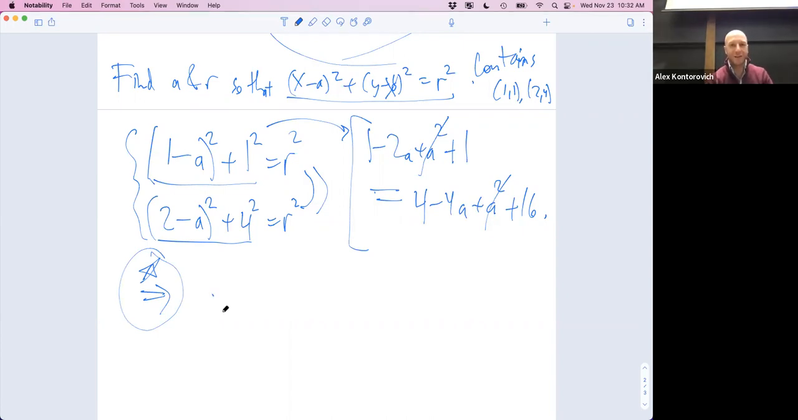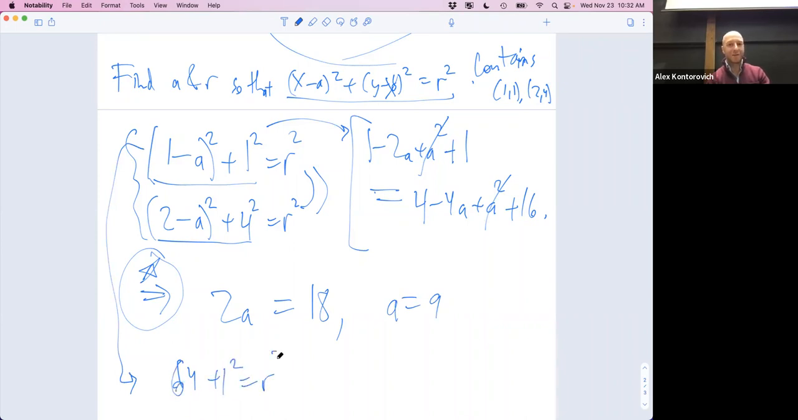There's a negative 2a. That's a 2a on this side. On the other side, I have 4 plus 16. That's 20. And there's a 2 on this side, which I'll move over. So 20 minus 2 is 18. So I think I'm getting a equals 9. And if a is equal to 9, now I can put that back into, for example, this equation. If a is equal to 9, 1 minus 9 is negative 8 squared is 64, plus 1 squared is r squared. So r is square root of 65.